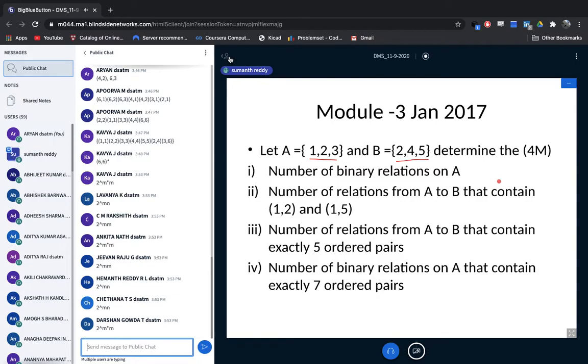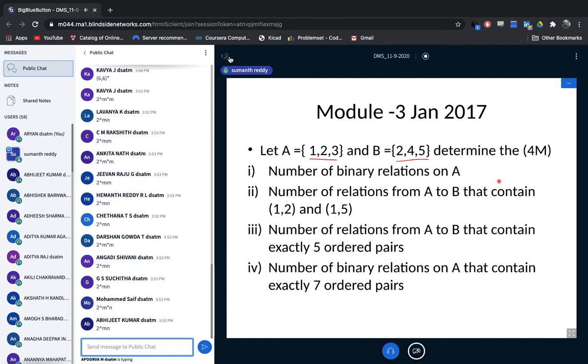And the second question is the number of relations from A to B that contain exactly 2 ordered pairs, (1, 2) and (1, 5). This type of problem we have also solved. And which contain exactly 5 ordered pairs, actually this is not exactly, I think I copied the question wrongly. This is at least 7 ordered pairs. Usually this question also he won't change; usually he will ask the same question. Anyhow, we know how to solve this problem. Next.